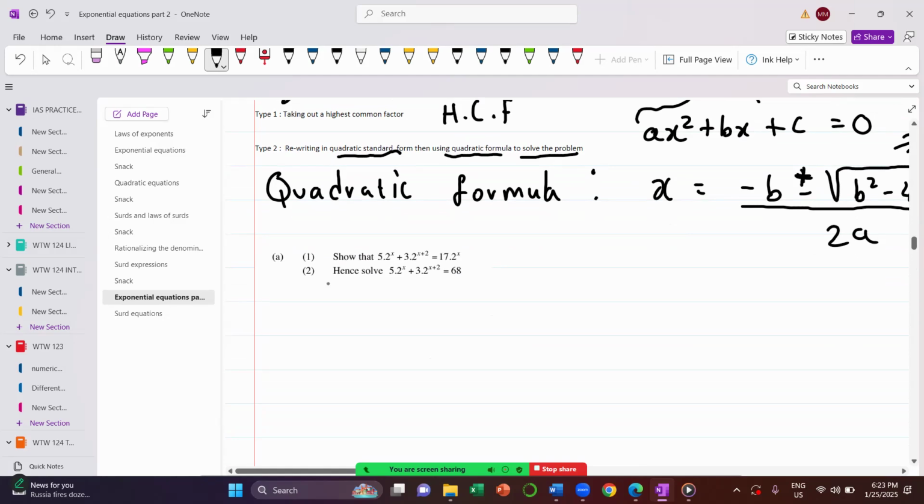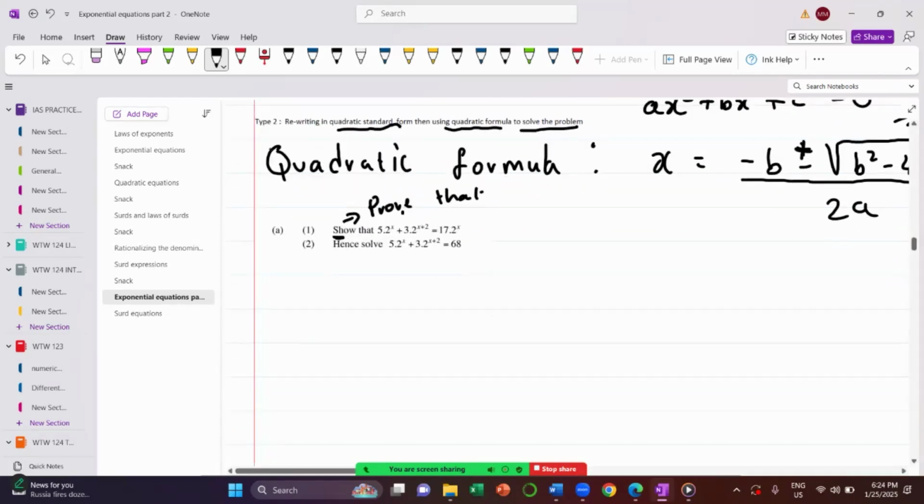Okay, so we have a question here. Letter A, number 1, it says, show that 5 times 2 to the exponent of x plus 3 times 2 to the exponent of x plus 1 is equal to 17 times 2 to the exponent of x. Show that is the same as prove that, right? So I'm going to pick a side. I must prove that this left-hand side is equal to this right-hand side. I'm going to pick the left-hand side to simplify because it's the more complicated side.